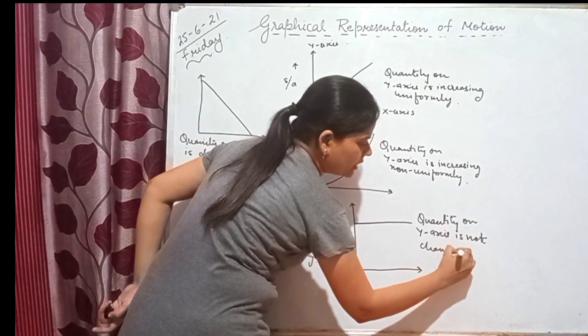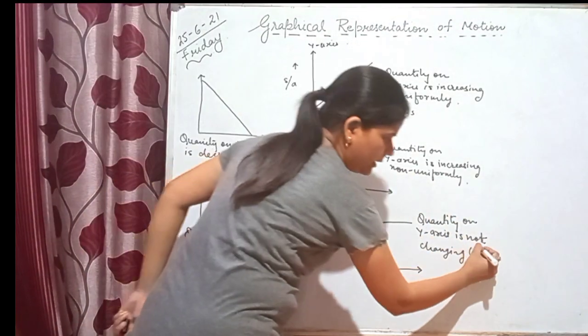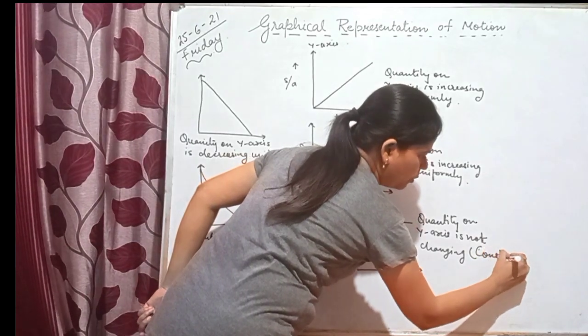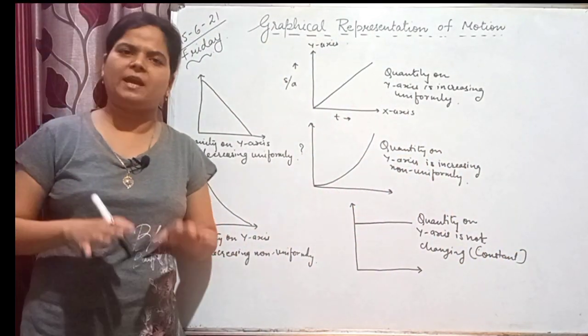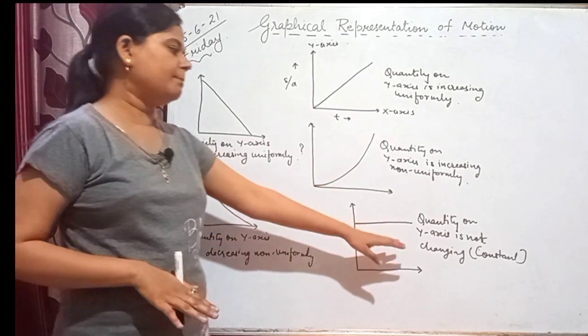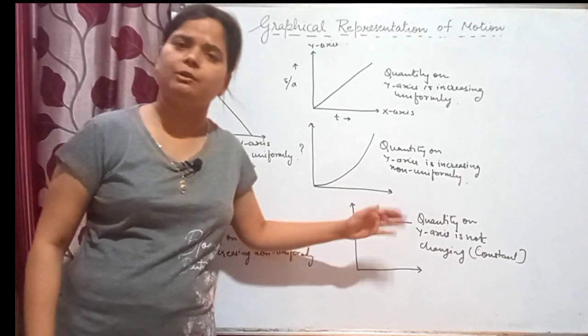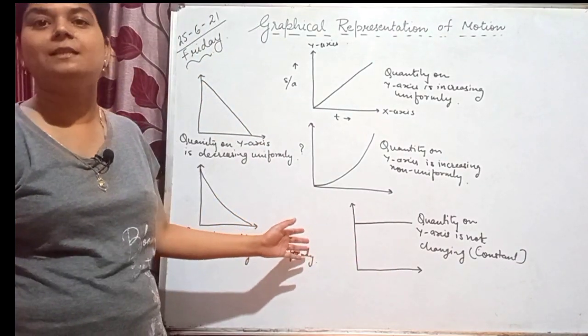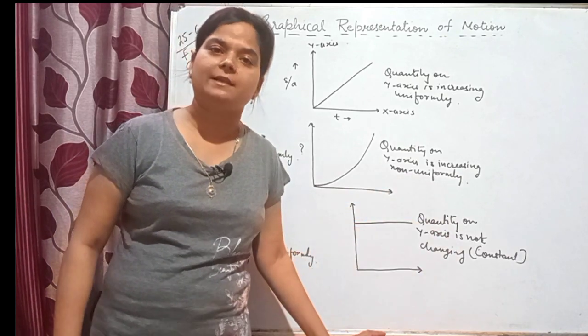In the language of physics, we can say that the quantity on the y-axis is constant, because usually in physics we use the word constant, but in general language, just to make it simpler, we can say that the quantity on the y-axis is not changing. So whatever quantity is represented on the y-axis is not changing with respect to the quantity represented on the x-axis.